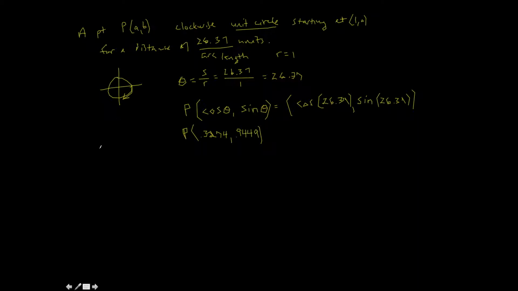Now they ask you what quadrant it's in. In order to do that, we need to take our radian form and change it to degrees. How do we do that? Hopefully you remember. We multiply it by 180 over pi, which is going to give us 1,510 degrees and some change. 0.89, I believe.